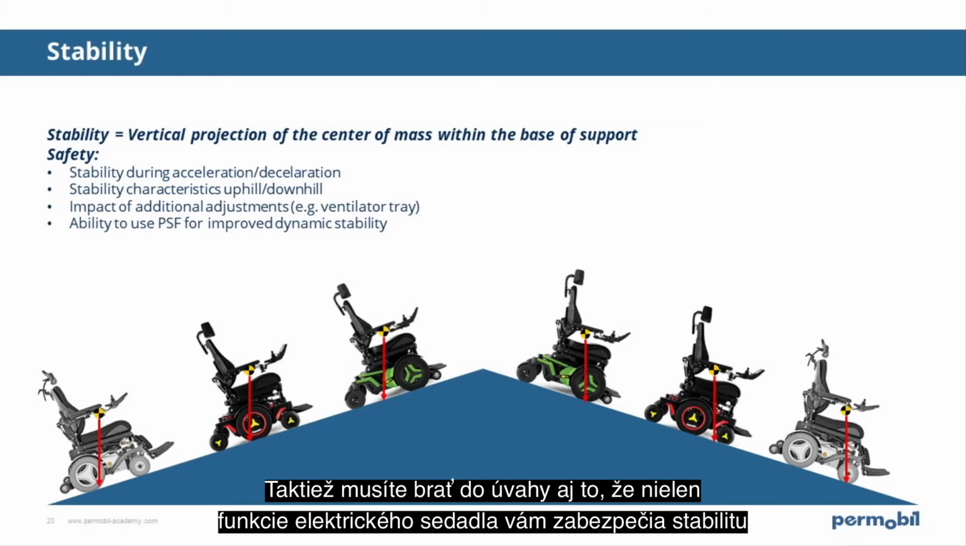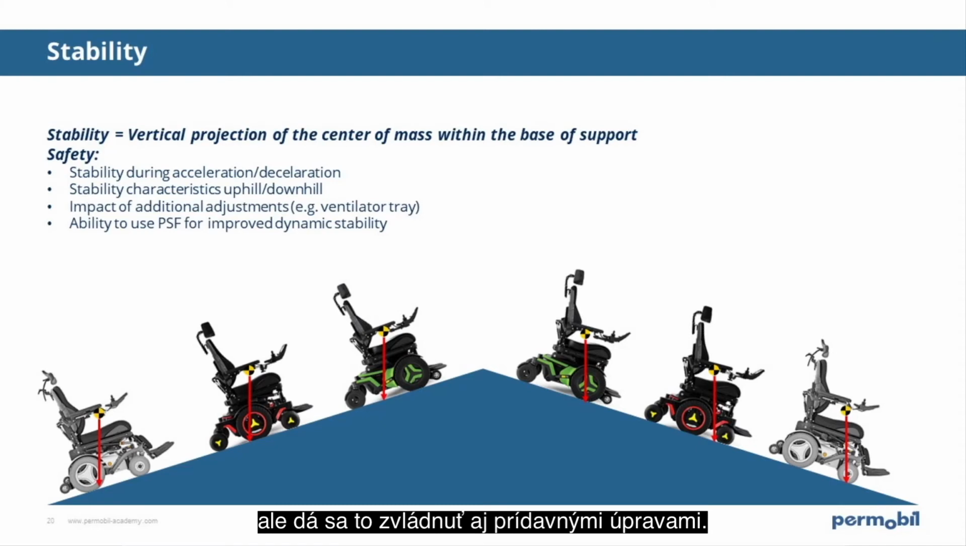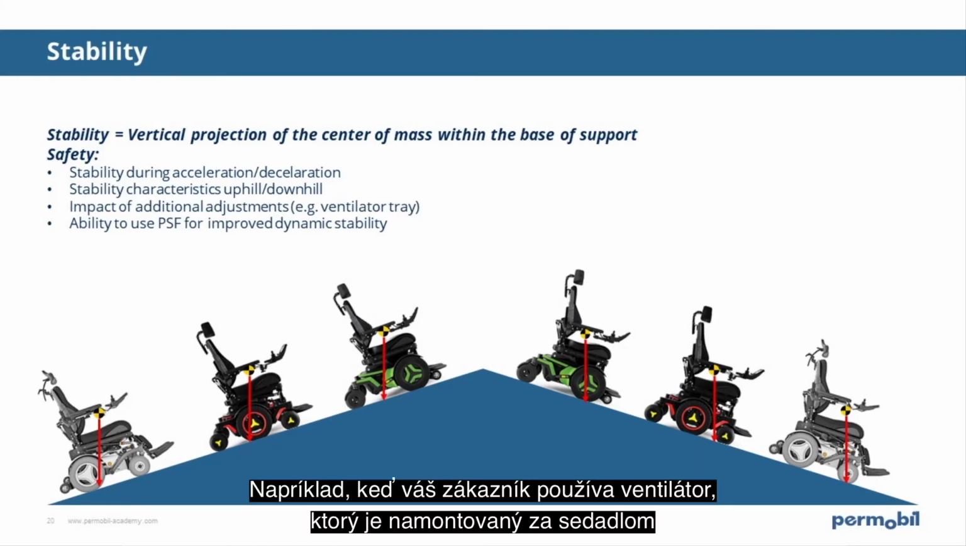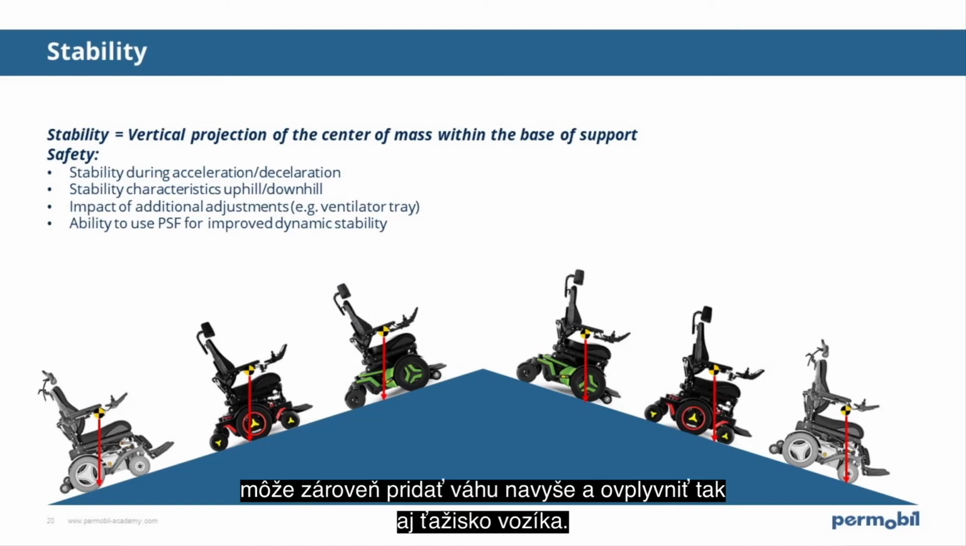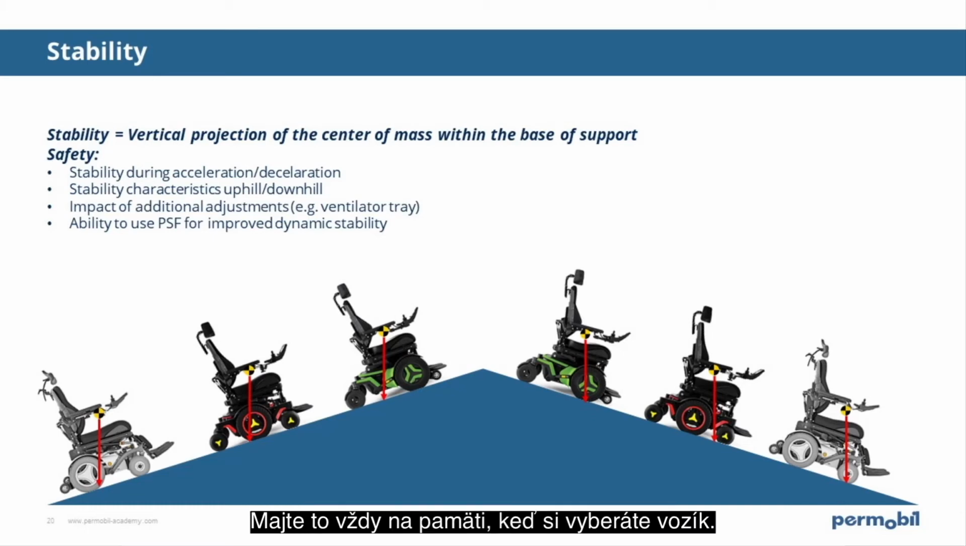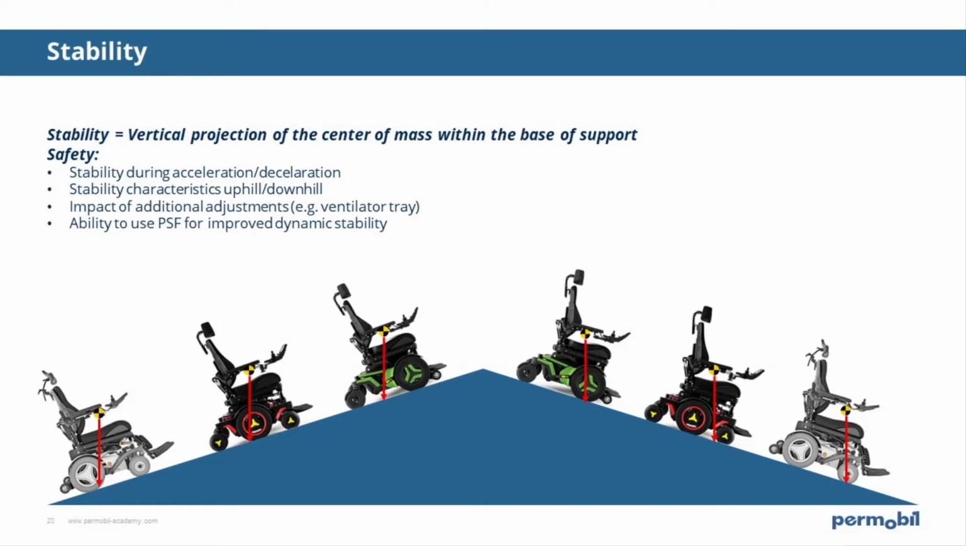Well, you also need to take in consideration that not only power seat functions can actually compromise the stability of a wheelchair or a platform, it can also be done by additional adjustments or customizations. For example, when your customer is using a ventilator on a ventilator tray that is mounted behind the seat, that adds a lot of weight behind the seat, and that can also influence the center of gravity positioning of the wheelchair. So always take this in consideration when selecting drive platforms.